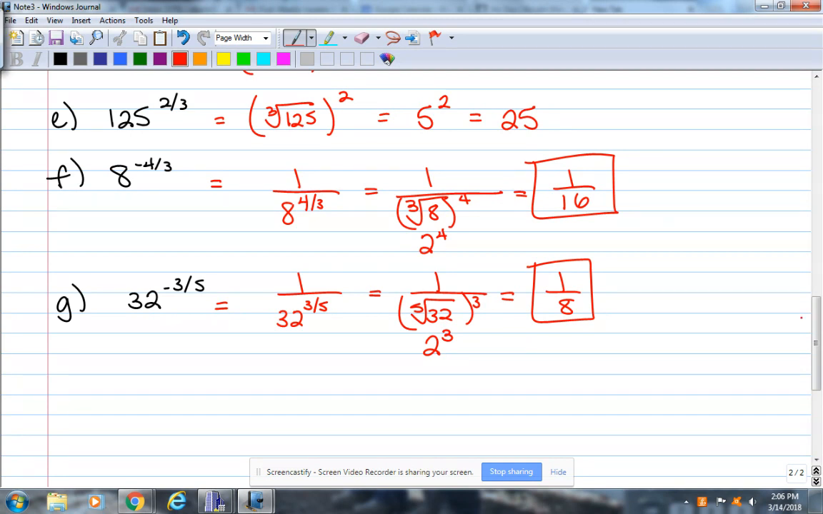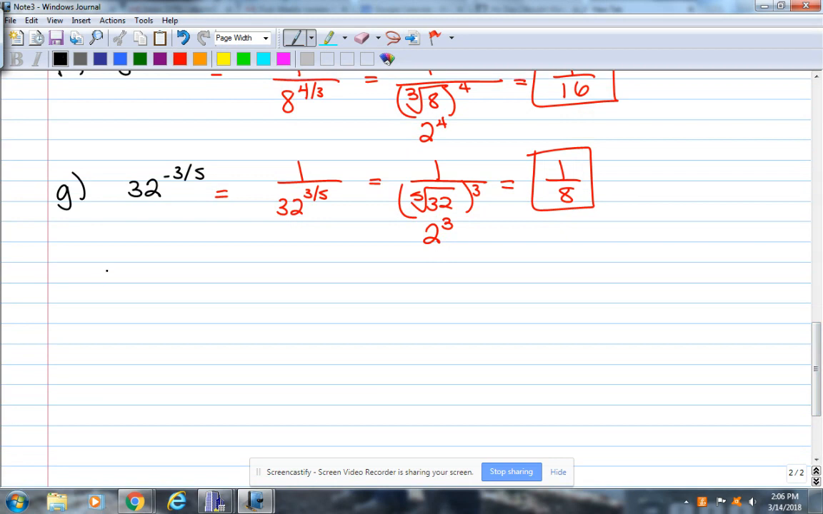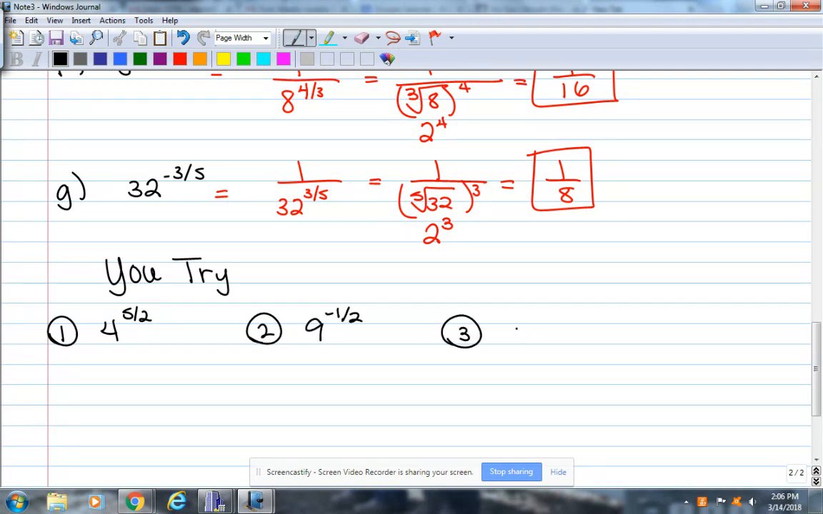All right, I got a couple of tries for you guys right here. That means everybody is going to work them out. 4 to the 5 over 2. 9 to the negative 1/2. 81 to the 3/4. And that's it. Y'all work those 3. Set up your radicals and do your charts. Denominator is your index.